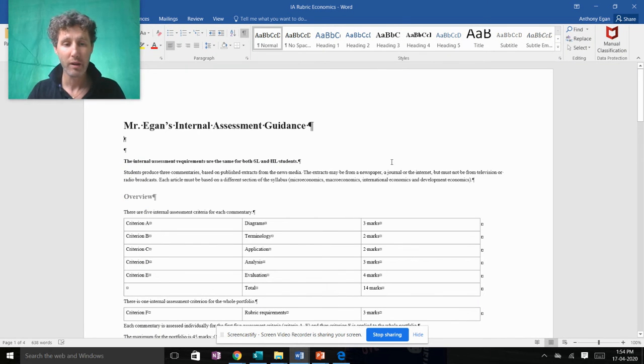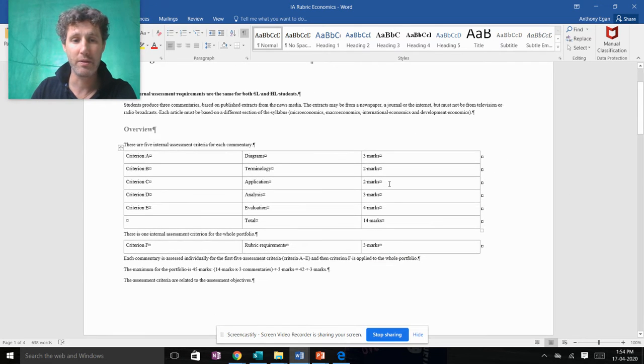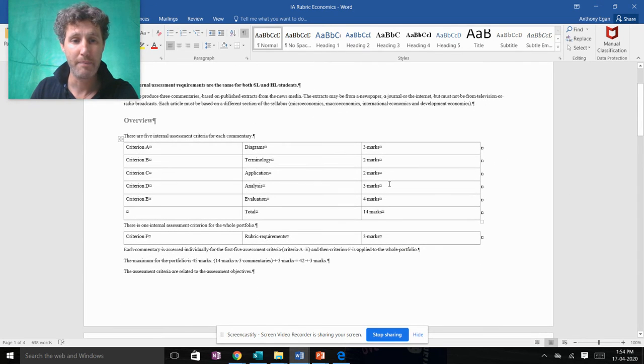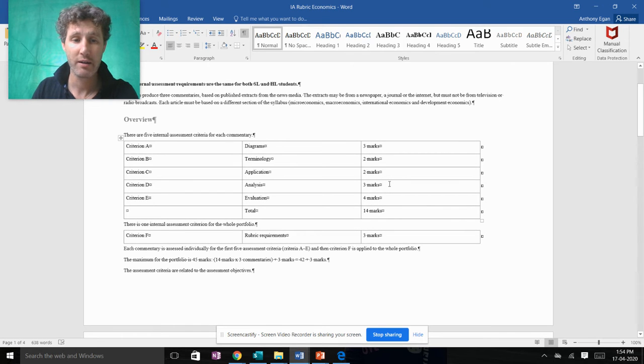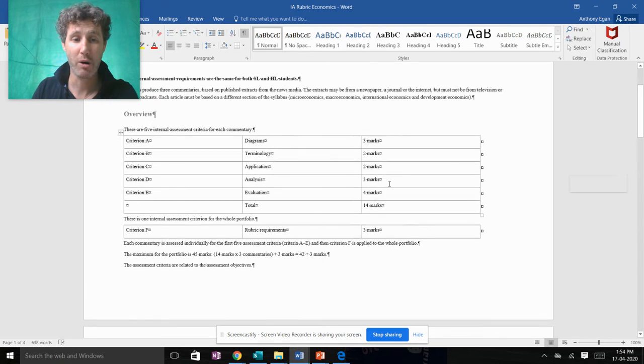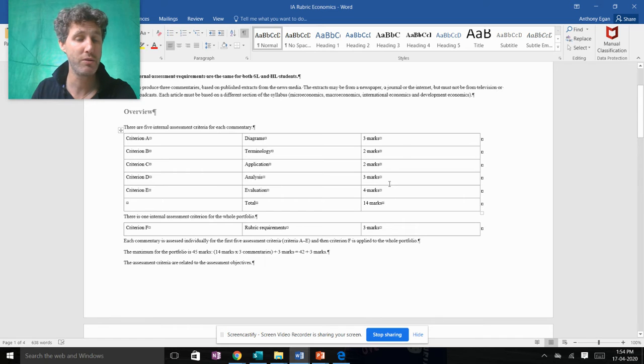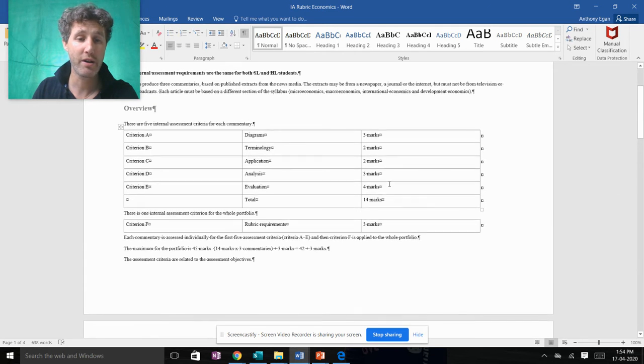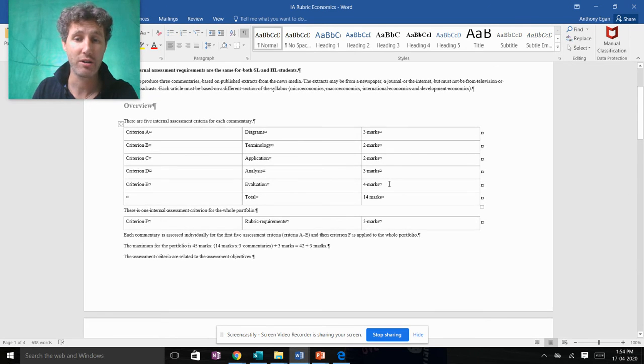Now, this rubric, you can see, has the 5 criteria. Criterion A is diagrams. That has 3 marks. Criterion B is terminology. It has 2. Criterion C is application. Application looks at how you are applying the article. Are you doing it continuously throughout the article? So you need to show that you're applying the article.